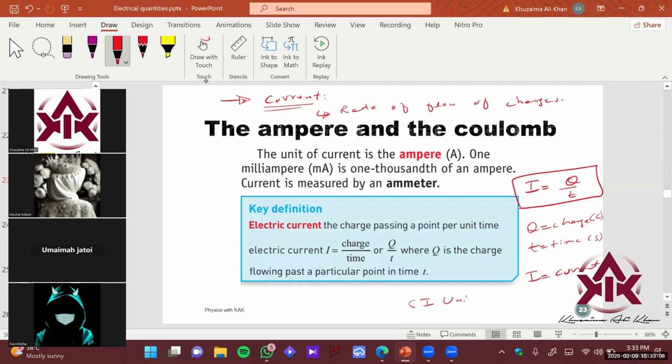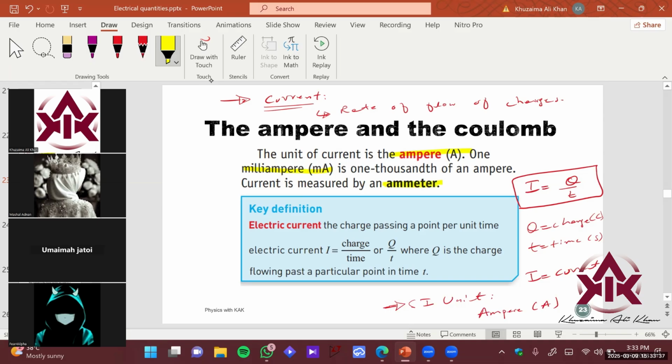It's amperes. If you recall your first chapter, we learned about base quantities. We had seven base quantities, and out of those, ampere, current, was also one of them. It is measured in capital A over here. So the unit of current is amperes. 1 milliampere is this. Milli is the prefix which we have learned. And current is measured by an ammeter, which we will learn in a while.